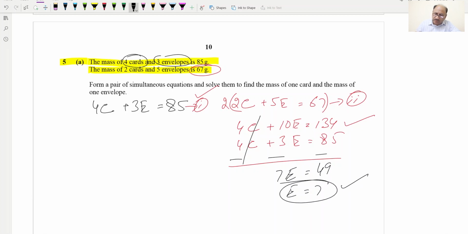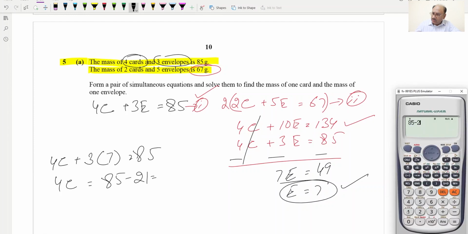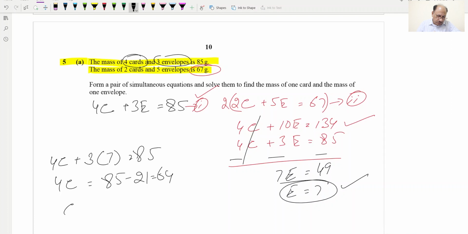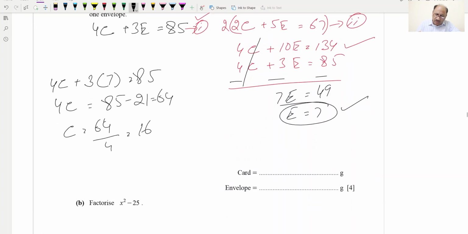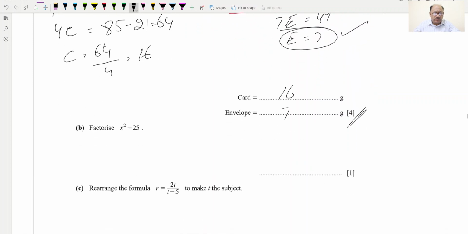This E value we can replace in any of the original equations. So I am replacing in this one to get the value of C. So 3 times E value 7 is 21, so 4C plus 21 is equal to 85. Now we can write 4C equals 85 minus 21, which gives us 64. So C is equal to 64 over 4, which is 16. So C value for cards is 16 and envelope 7, and this is a 4-mark question which we are done.